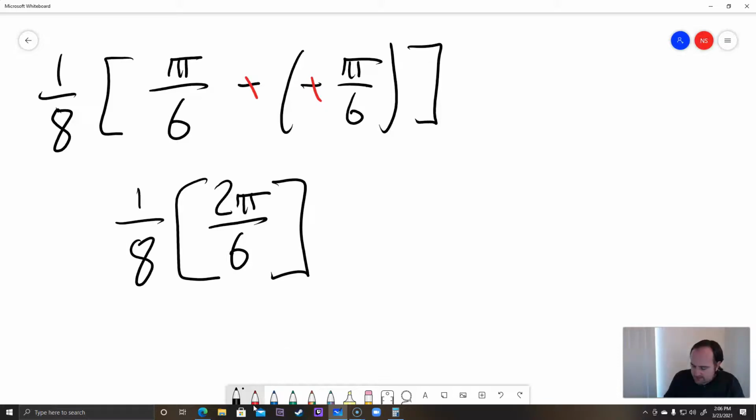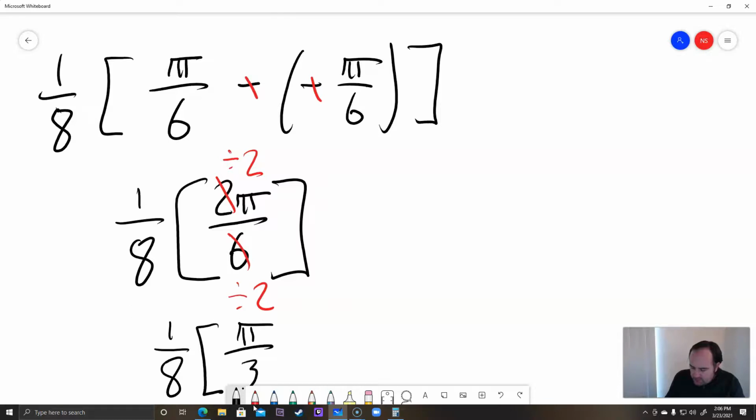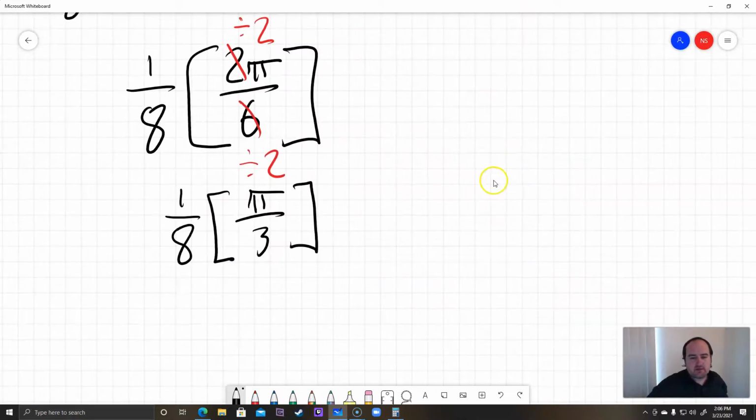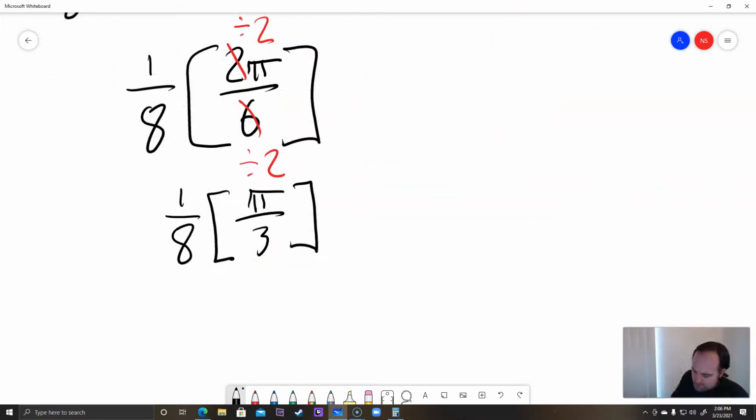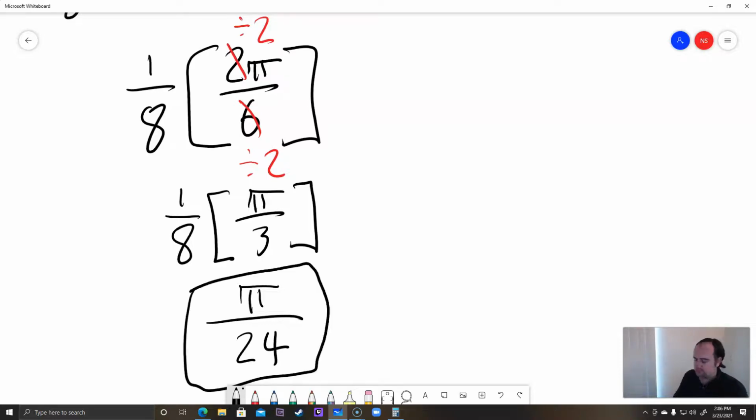Then we can cross out the 2 and the 6, dividing the top and the bottom by 2. So we actually just get 1/8 times pi over 3, because 6 divided by 2 is 3. And then multiplying straight across, we get 1 times pi is pi, and on the bottom, 8 times 3 is 24. So we get pi over 24. And that's actually the correct answer, so we're good. So we did it right.